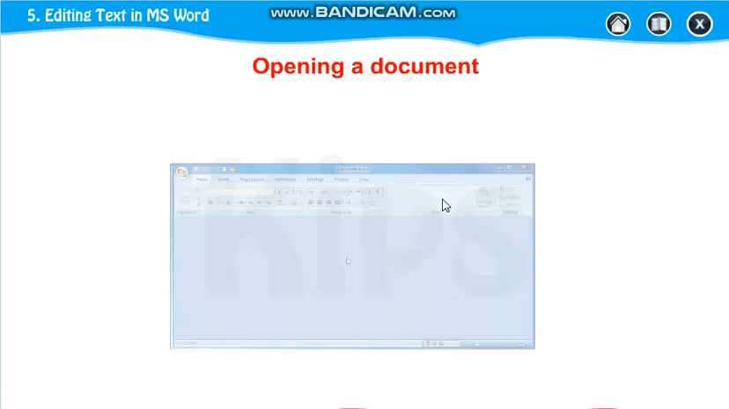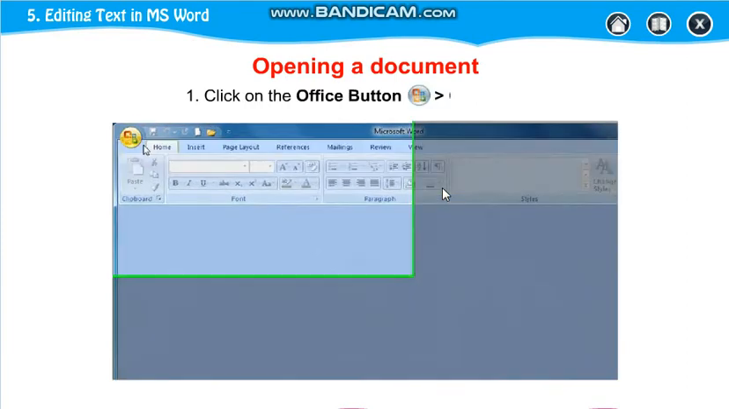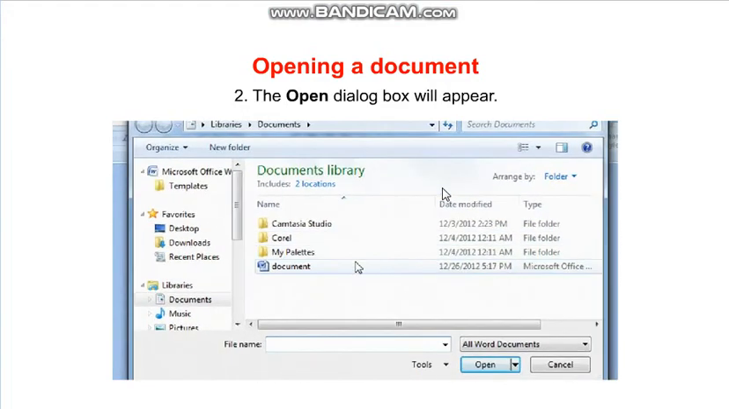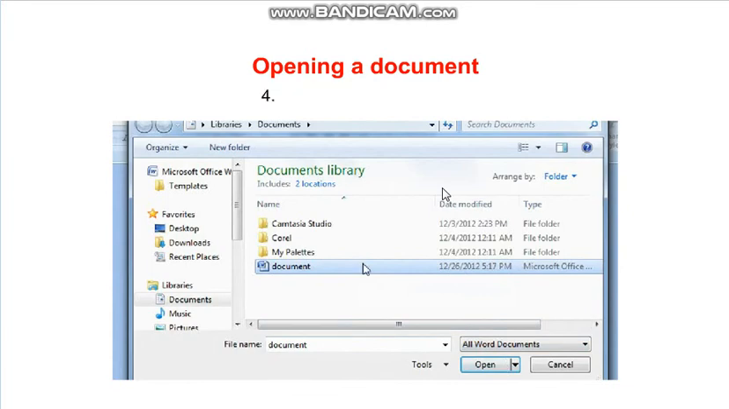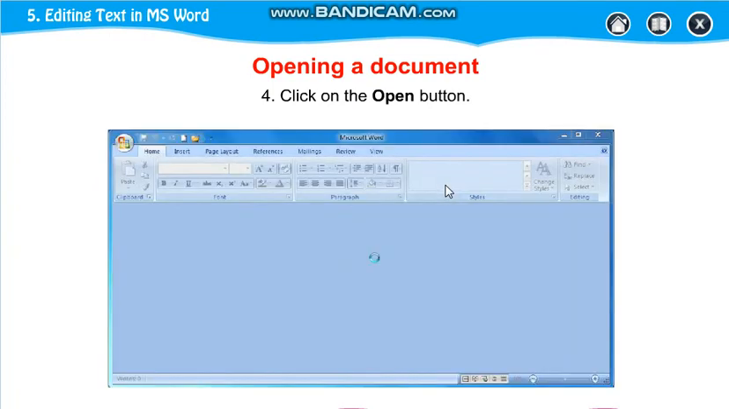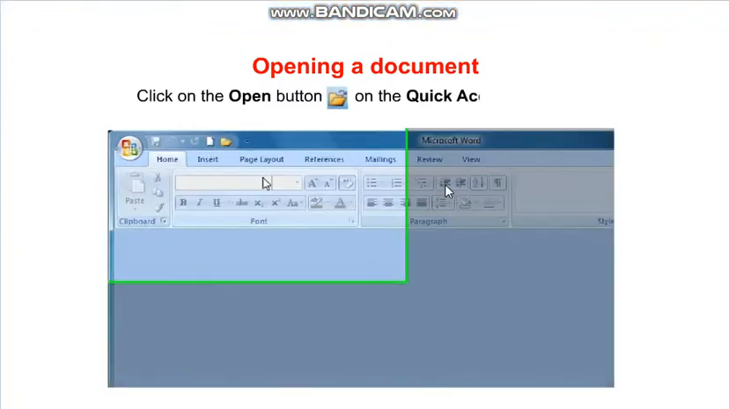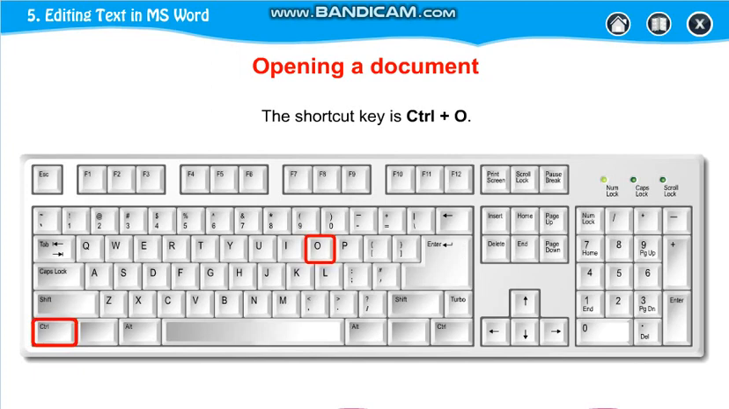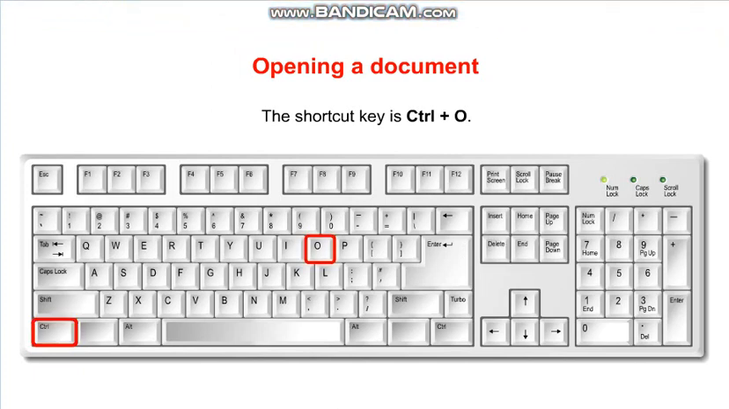Okay. Next is opening a document. Click on the Office button, click on Open. Select the file, click on Open. The shortcut key is Ctrl+O. So till now we have seen Ctrl+N for New, Ctrl+S for Save, Ctrl+W for Close and Ctrl+O for Open.